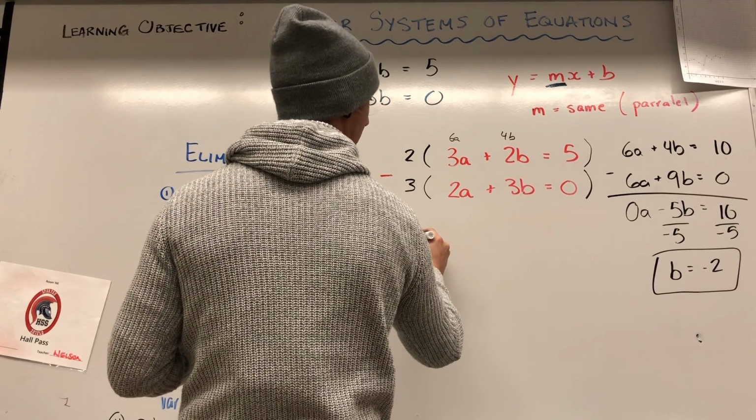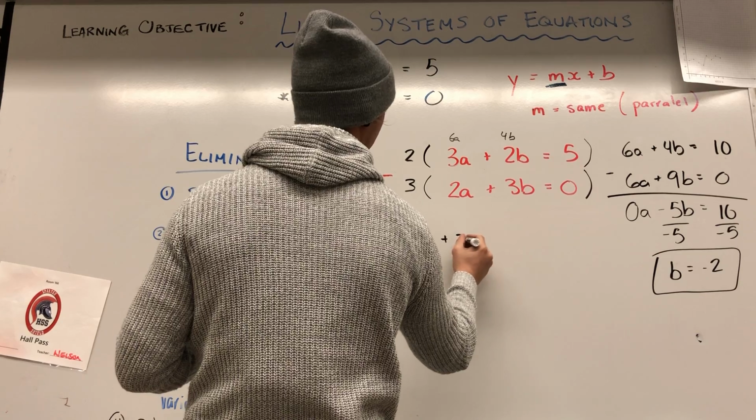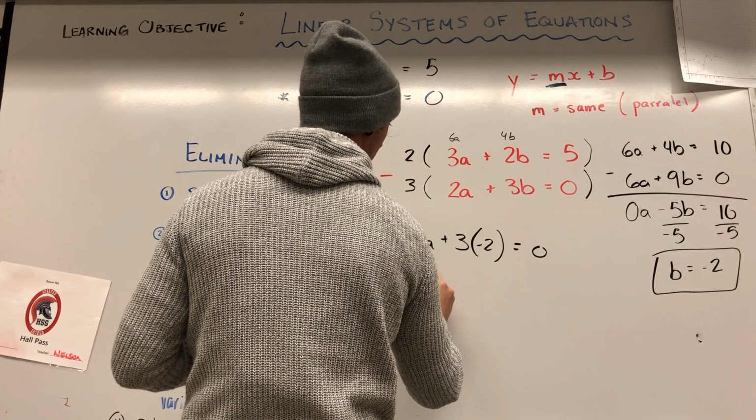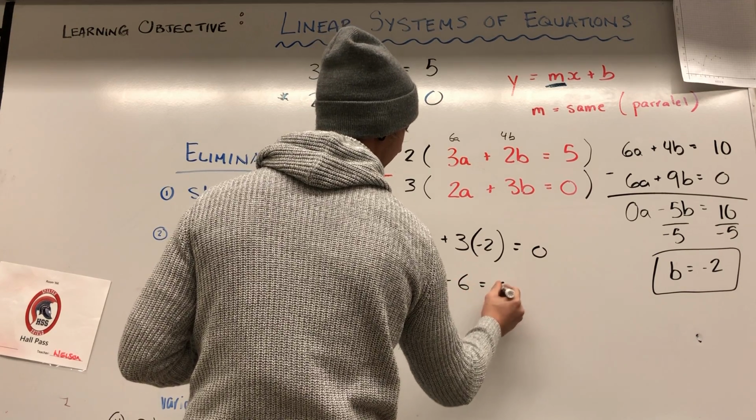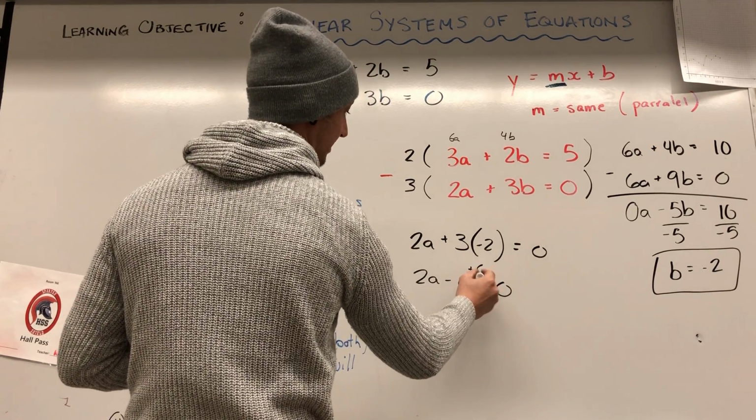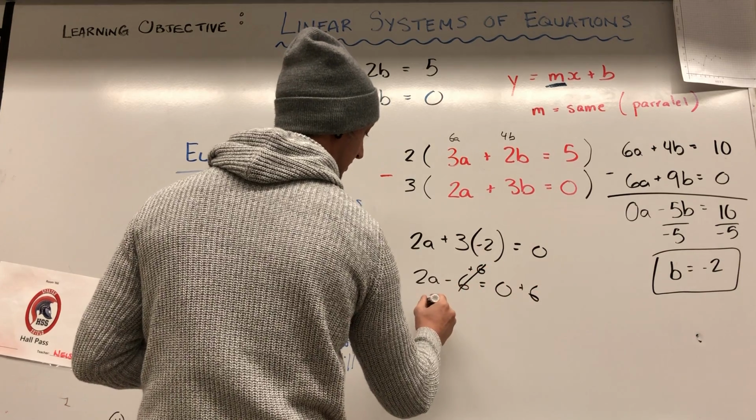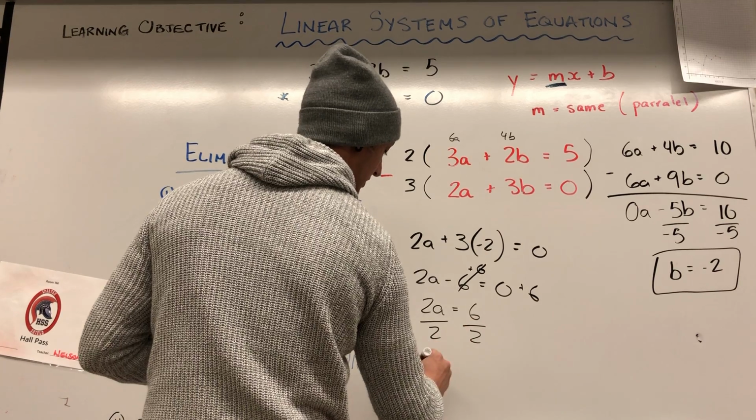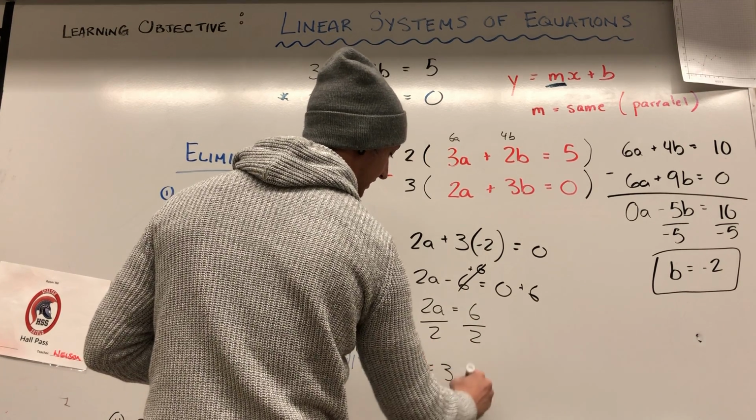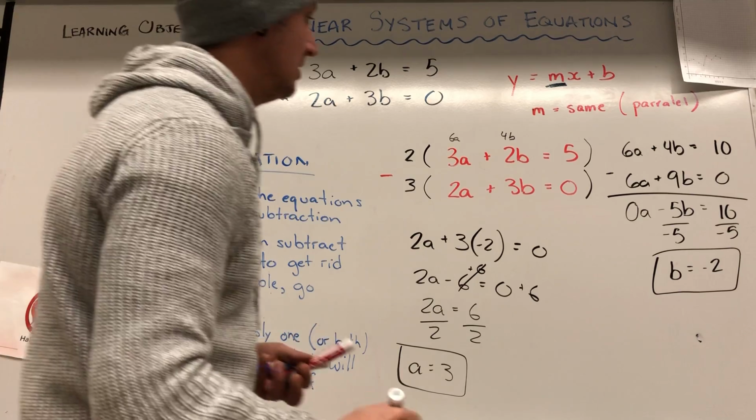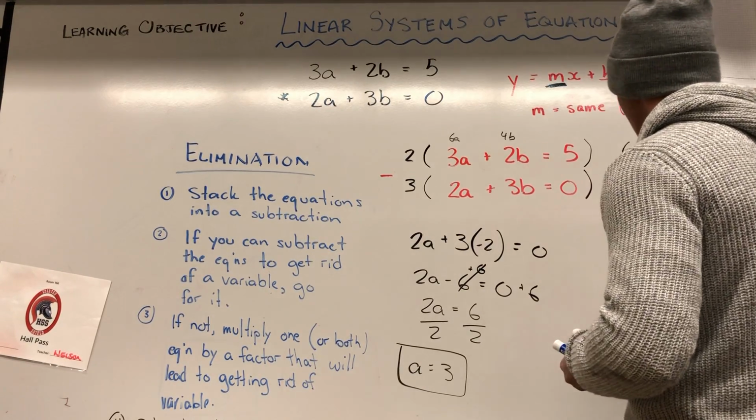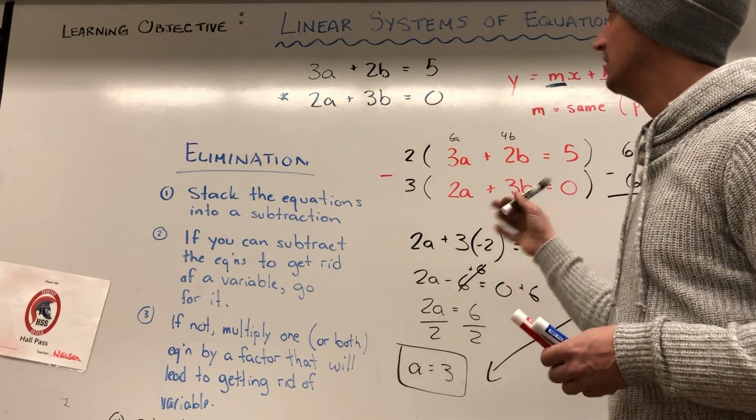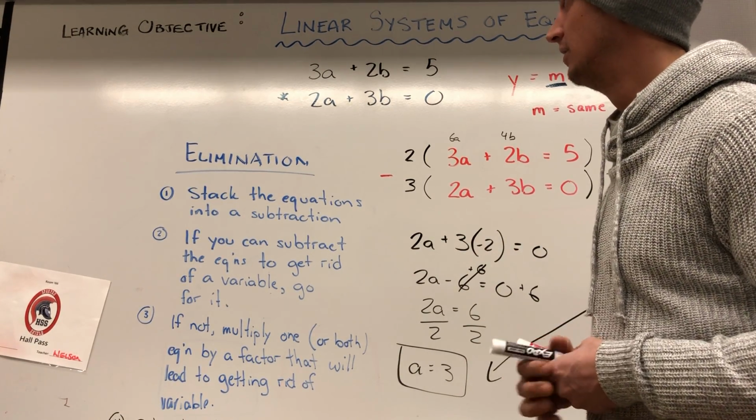So I get 2a plus 3 times b, which is negative 2, is equal to 0. 2a minus 6 is equal to 0. Add 6 on either side to get rid of the 6. 2a is equal to 6, divided by 2, divided by 2. a is equal to 3. So my intersection happens at a is equal to 3, b is equal to negative 2. And that's as difficult-ish an elimination problem as you'll get.